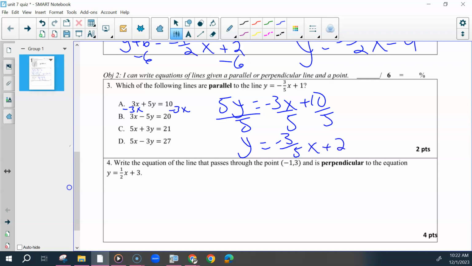Because these would have the same slope but different y-intercepts. So some work showing how you got that A was your answer and then A was your answer. So that was your 2 points. Questions on that one? Max, did you have a question? How would you do it if it was perpendicular? You would have to take the slope and flip it first, and then solve them to see which one matches the flipped slope.